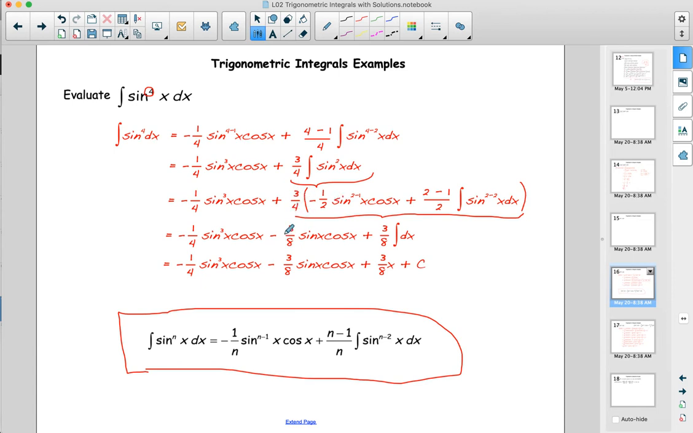And now I'm going to distribute minus 3 over 8. This becomes sine x cos x plus, this will be 1/2 times that becomes plus 3 over 8. That becomes sine to the 0, which is just 1. I didn't bother to write the 1, but I know it's there. And now we have minus 1/4 sine cubed x cos x minus 3/8 sine x cos x plus 3/8, if we go backwards on this one, x plus c. Note I wrote the plus c on this line, not on this line, because I didn't evaluate this integral until the very bottom line. So this one was done using reduction formulas.